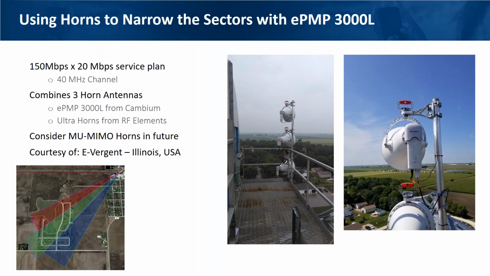They're ultra horns. And you can see what they've done here is taken, from a tower, they've aligned 3 different ePMP 3000Ls in 3 narrow sectors. And their service plan offering is 150 megabits per second downstream and 20 megabits per second upstream. They're doing that in a 40 megahertz channel. And they're using those 3 horns side by side because you really do get that nice tight pattern with the horn technology. So I thought I'd throw that out there as another example of how people are creatively using the horn antenna technology.